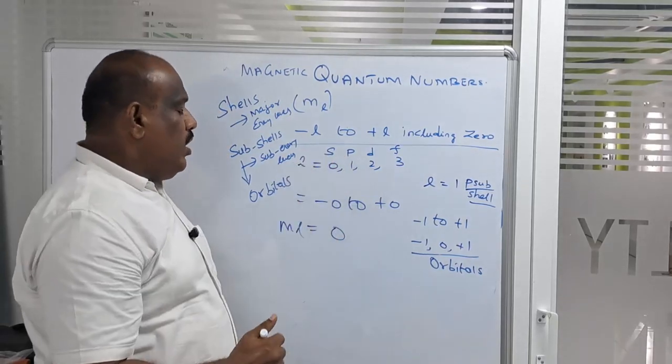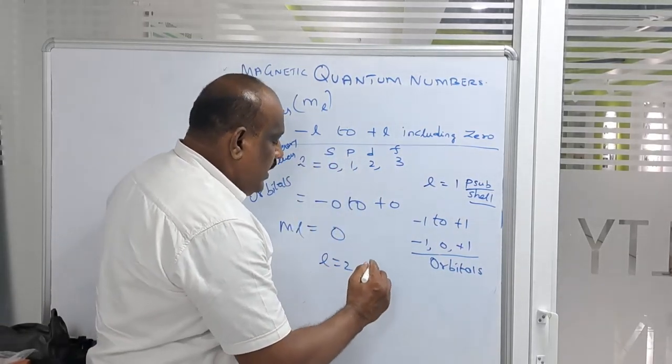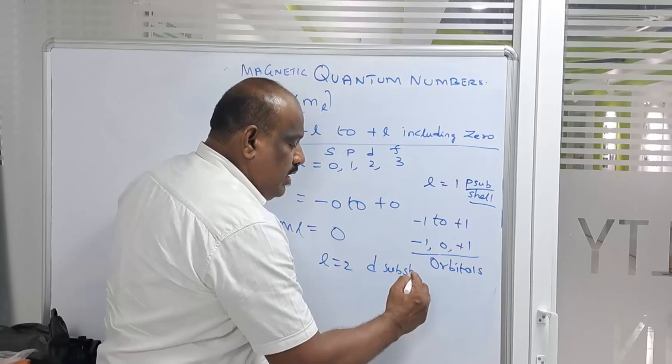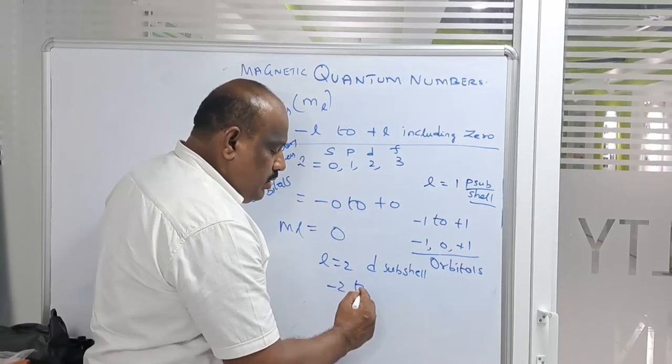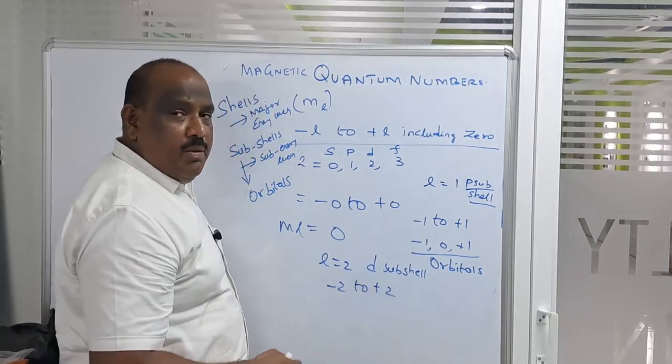Now let us try to explore for L equal to 2. What is L equal to 2? D subshell. So what is the formula? Minus L to plus L. So it's minus 2 to plus 2. So what are the things that will come between minus 2 to plus 2?